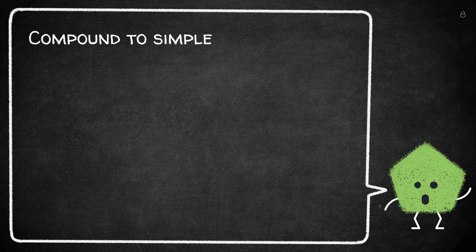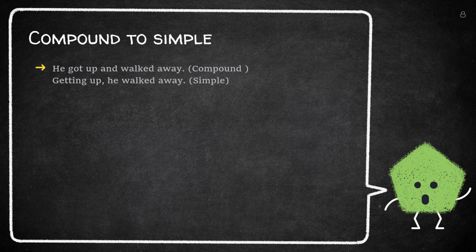So let us now look at the other way round, that is from compound to simple sentence. Here we have to remember that in a compound there will be two finite verbs necessarily, and when we change it and make it into a simple sentence, then we have to do away with one finite verb. Let's start with an example. He got up and walked away.